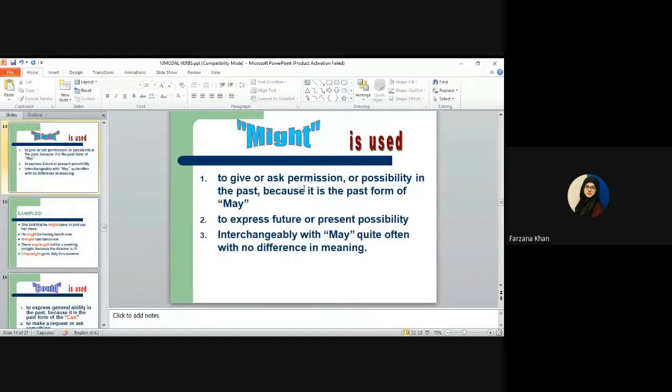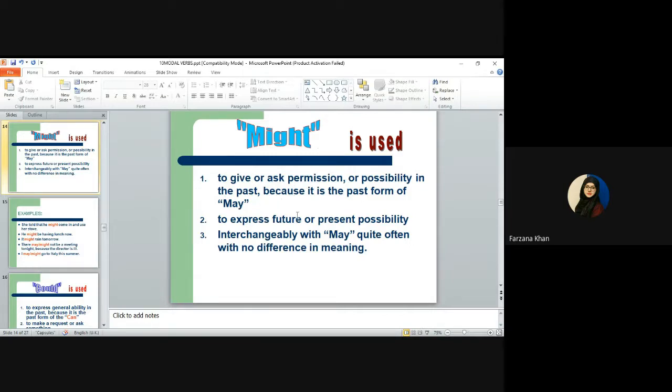Might, as it is the past form of may, is used to give permissions, and to tell possibility in the past tense. Might is also used to express future and present possibility. This is very important to notice because when you think that might is the past form of may, you always place it in the past tense, keeping in mind when there is need of may in place of permission and possibility. But there are certain other uses of might.